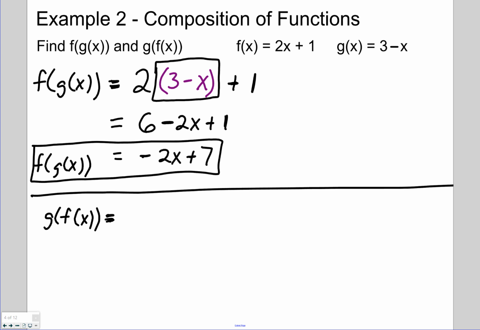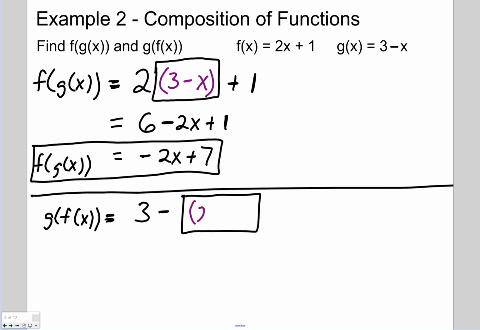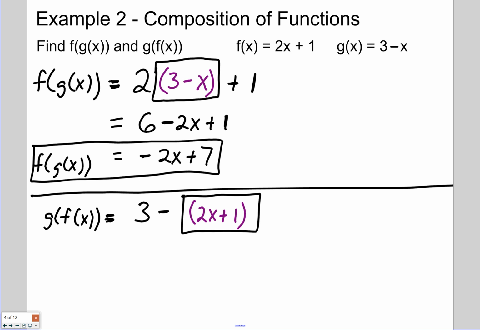Okay, g of f of x. What's the first letter? G. So I'm going to write down 3 minus, but I'm not going to write x. I'm going to write a big box. And in that box, I put in parentheses 2x plus 1. Am I going too fast? Okay. I'll pause. Are we good?